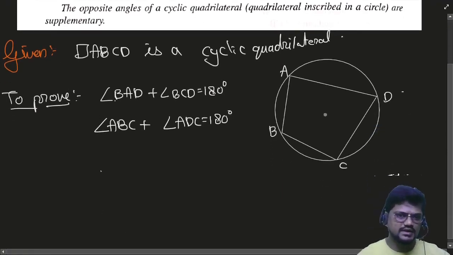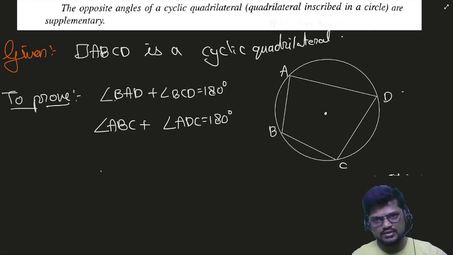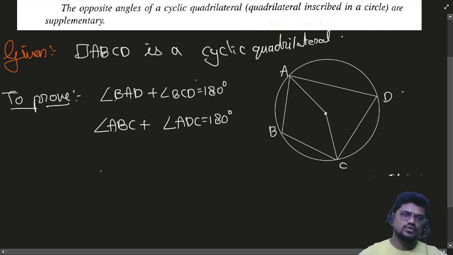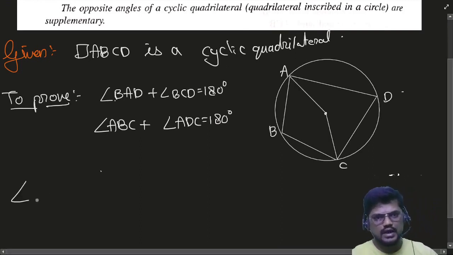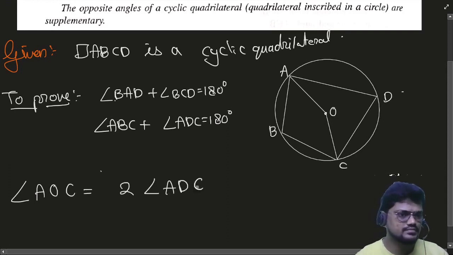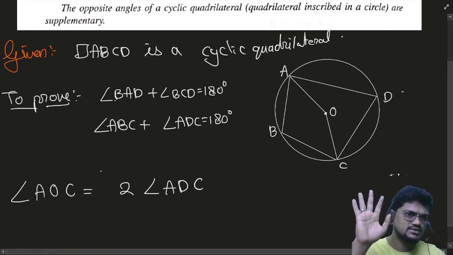See how we can prove. If I draw the center of this circle, and draw these two radii also, now I know that angle AOC will be equal to twice of angle ADC. Yes or no? How many of you are saying yes? You can raise your hands.